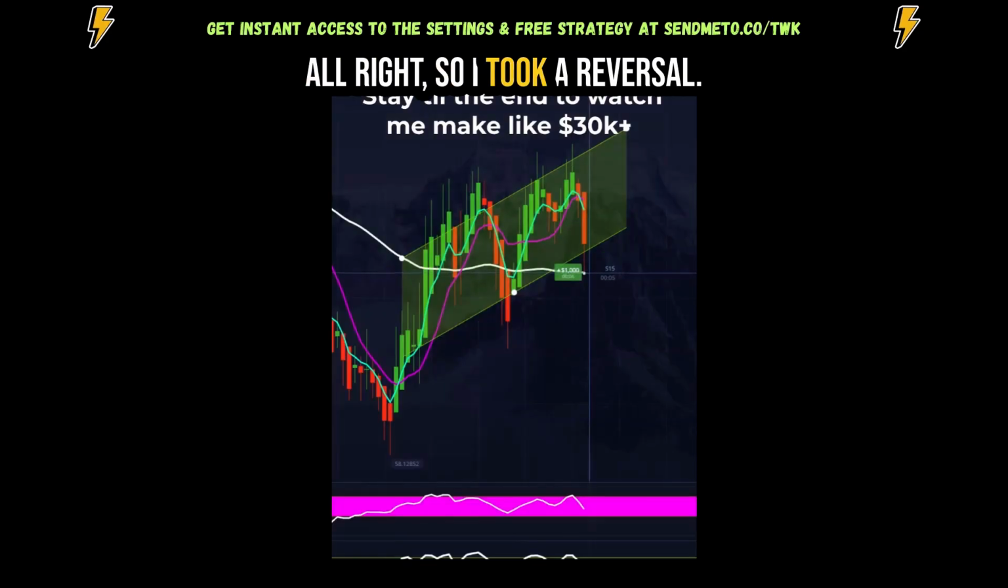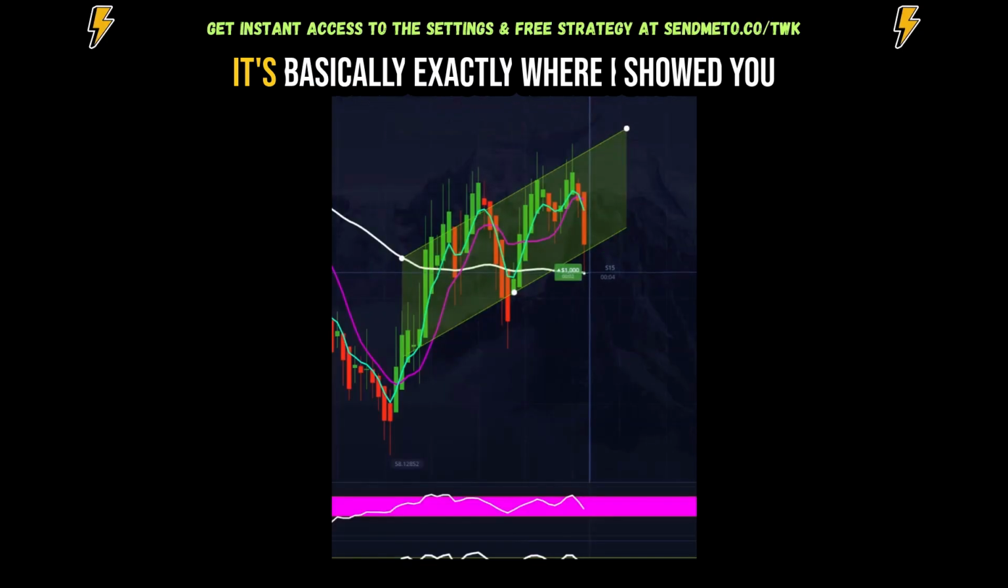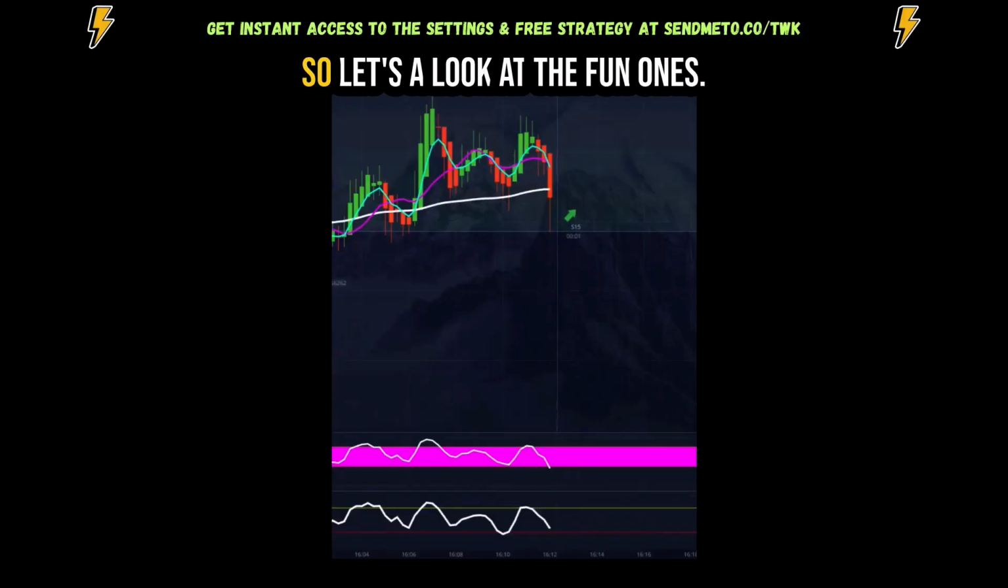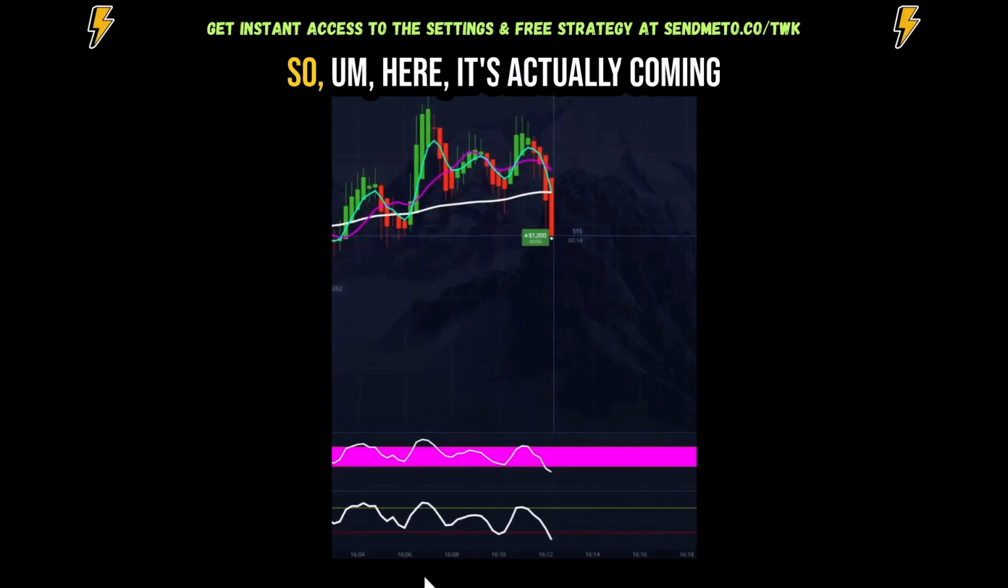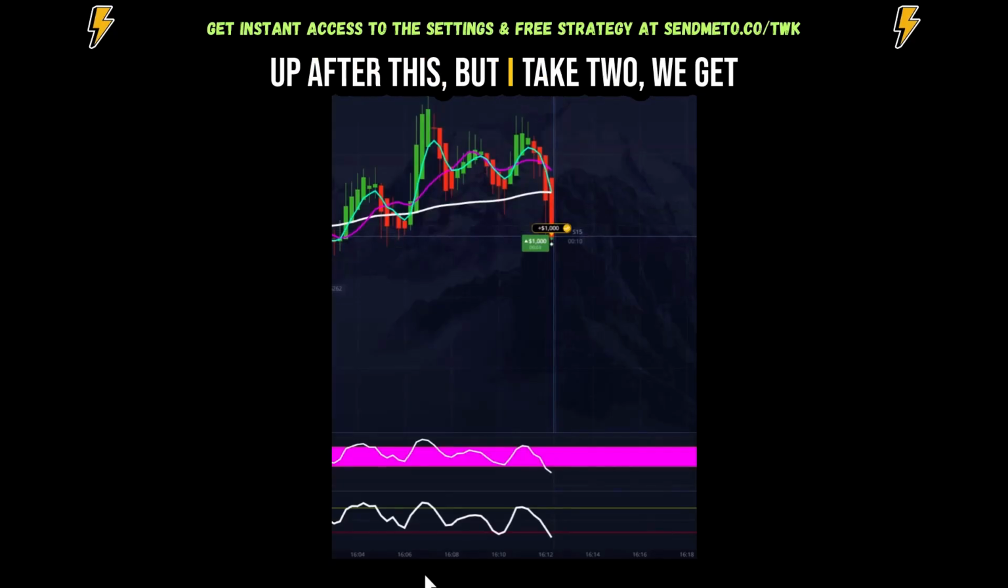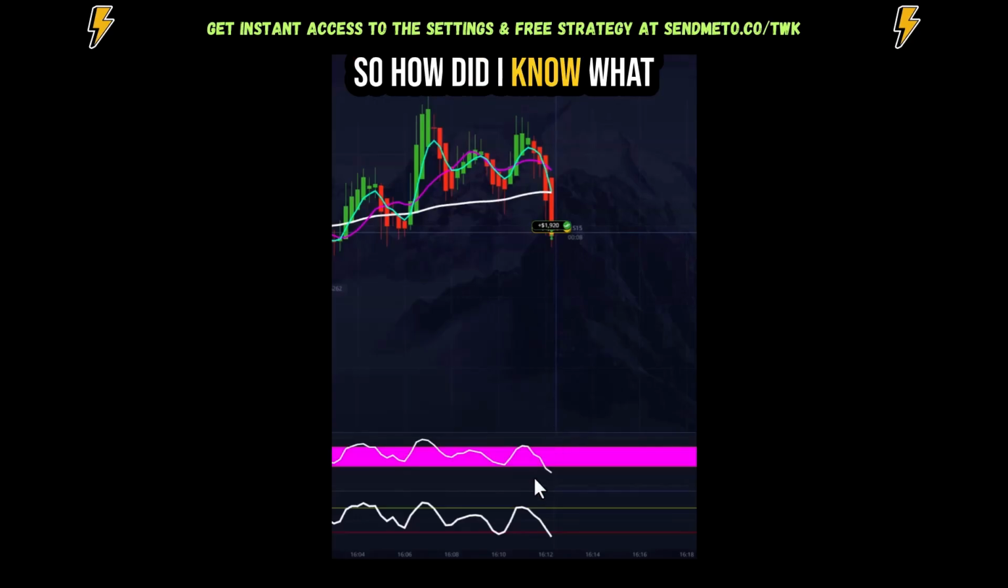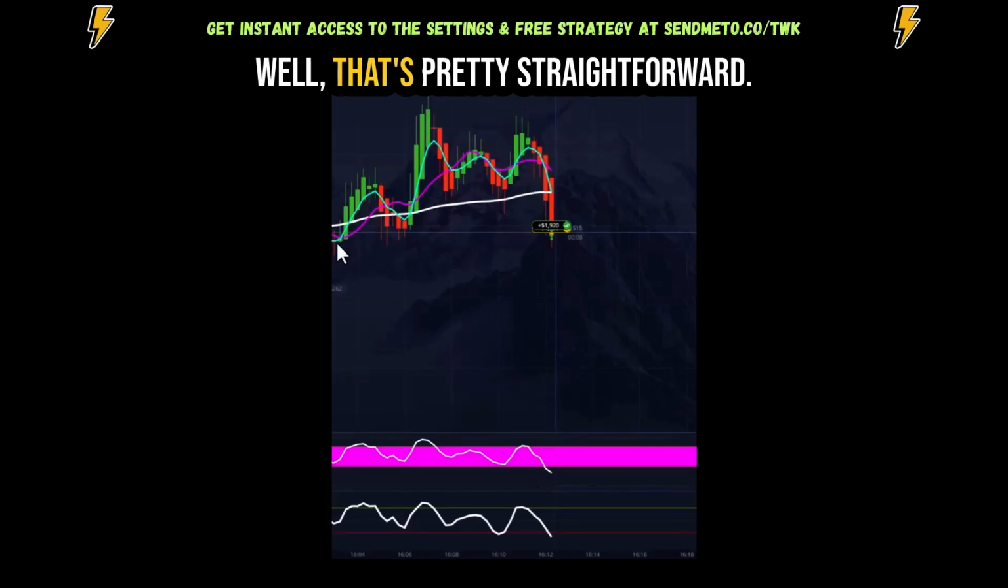All right, so I took a reversal. It's basically exactly where I showed you it was going to be, and of course it won. So let's go look at the fun ones. Here it's actually coming up after this, but I take two, we get one and we break even on the other. So how did I know what was going to happen there? Well, that's pretty straightforward. Look at that.